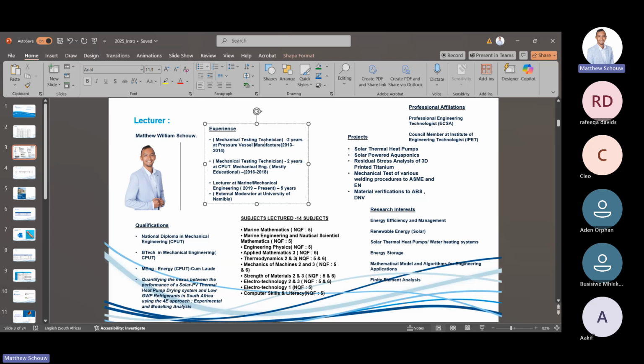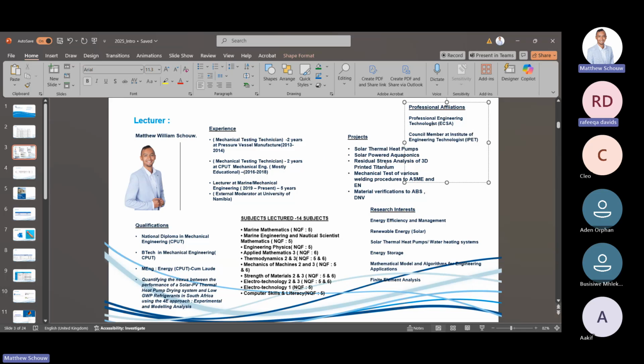I'm also registered with ECSA, I'm not sure if you guys are aware of that, as a professional engineering technologist. I got that this year. I'm also a council member at the Institute of Engineering Technology. So if you ever want to register with ECSA and get your PR Tech Eng, I can give you some guidance on things like that.